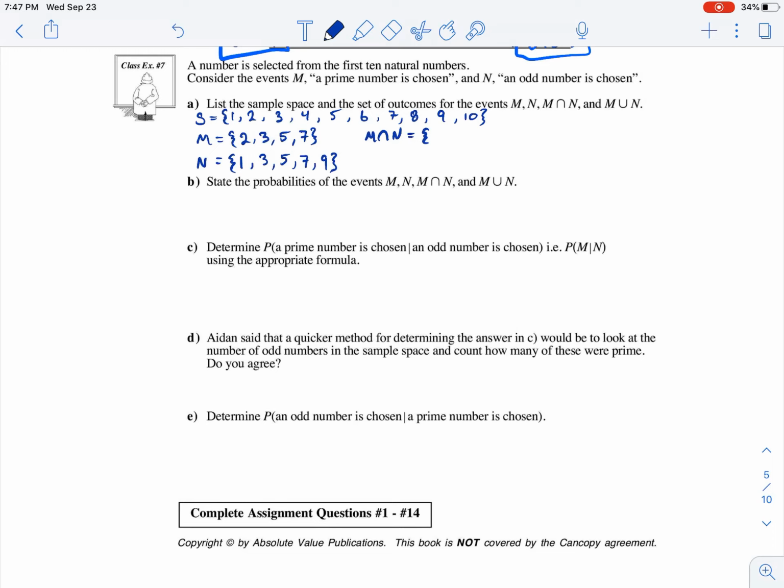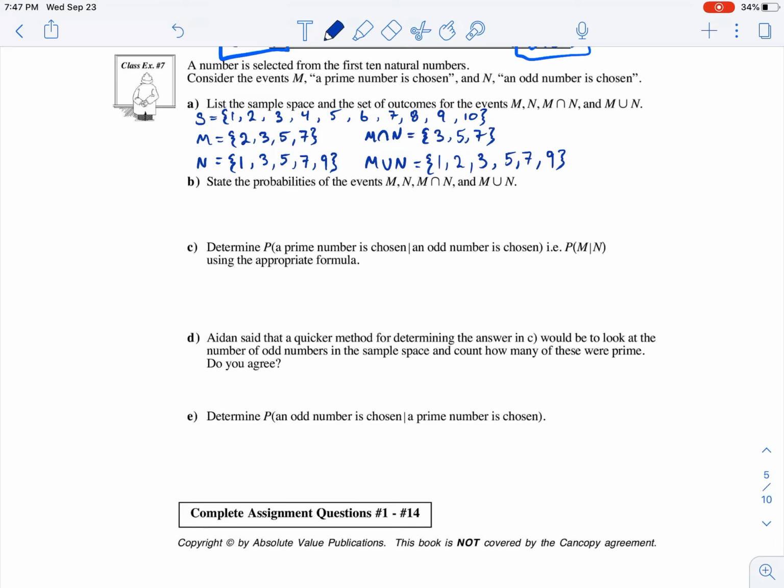Now the intersection of M and N would equal, okay, so a prime number and an odd number. So we're looking for the odd prime numbers. So that's the 3, the 5, the 7. And then M or N. So now we're looking for the prime numbers or the odd numbers or the odd prime numbers. So that's going to include the 1, the 2, the 3, the 5, the 7, the 9.